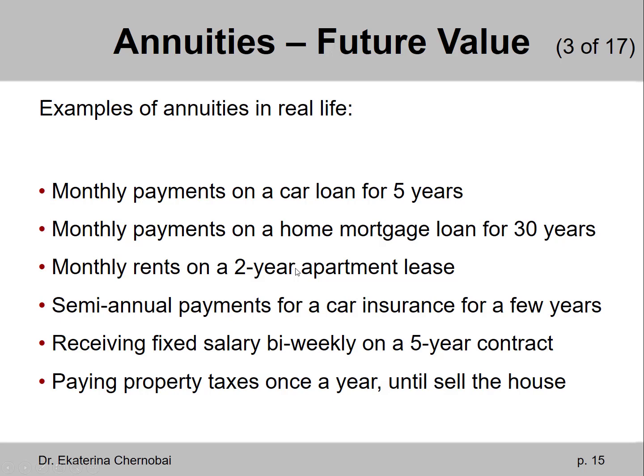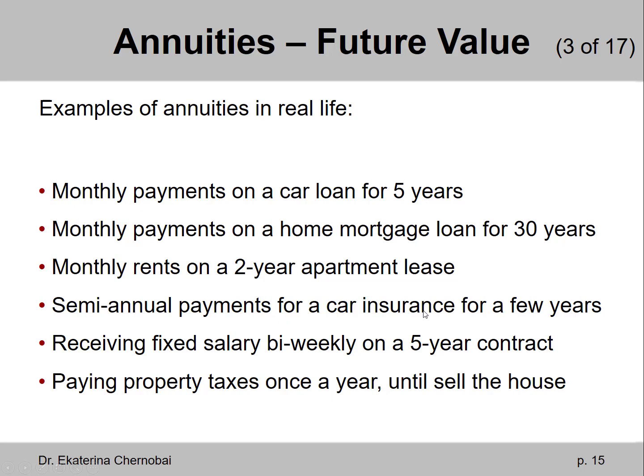You're renting an apartment, probably most of you do. You probably signed a lease, maybe for 2 years, maybe for 1 year, maybe for 6 months, as long as it's not a month-to-month lease. Under, let's say, a 2-year apartment lease, you are expected to make the same rent payment every month for 2 years. So same amount, once a month, 24 times.